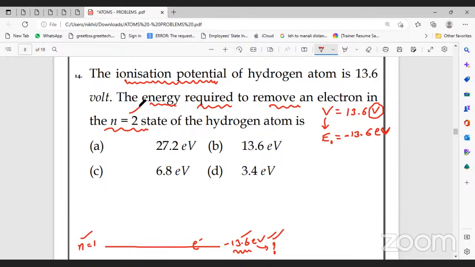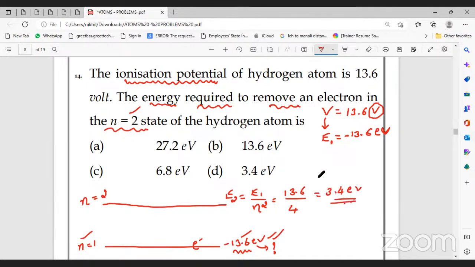Now, can you go with the second state? N is equal to 2. How to find the energy in the second state? You know that it is nothing but E1 divided by N squared. Here E1 is 13.6, divided by N squared, which is 4. So 13.6 divided by 4 will be 3.4 electron volt. So what is the energy in the second orbit? 3.4 electron volt.